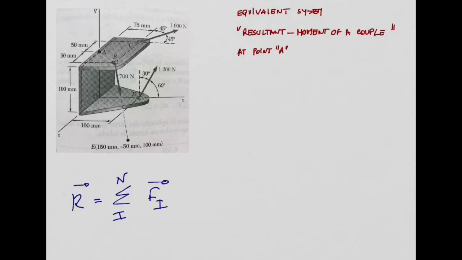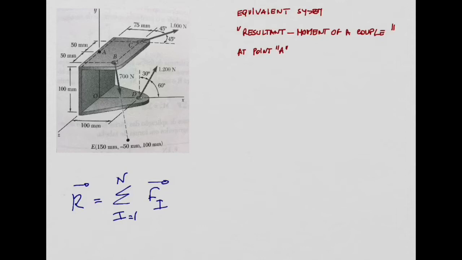In this case, of course, this i is from 1 to n, where n in our example is equal to 3. You agree? We have three forces, so we have to do this summation from 1 to 3, of force 1 and 2 and 3. Then we just add these three force vectors, and we have the resultant.